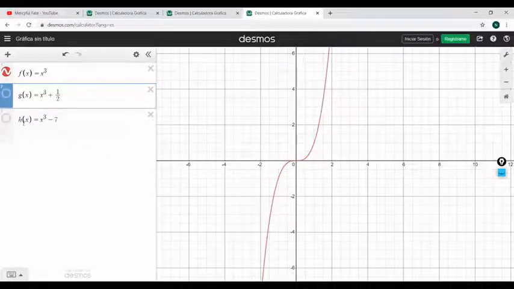Now look at h. H of x is equal to x to the cube minus 7. So that means that h of x is equal to f of x minus 7. Another inclusion of a constant, in this case negative. So what you're going to observe is that the graph of h, once I graph it, is going to look the same as f, only displaced downwards by 7 units. Let's do it.